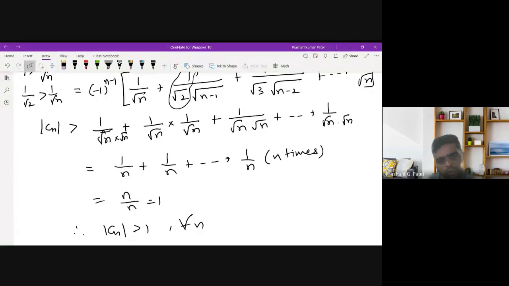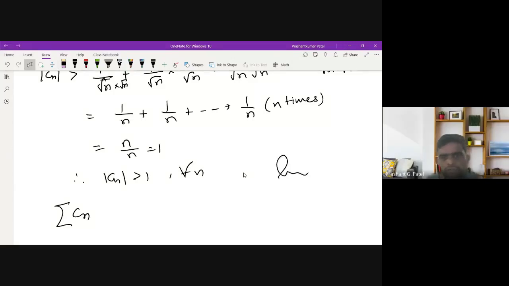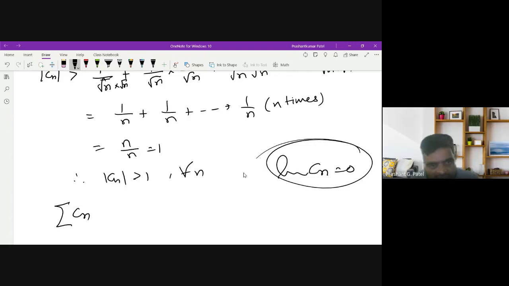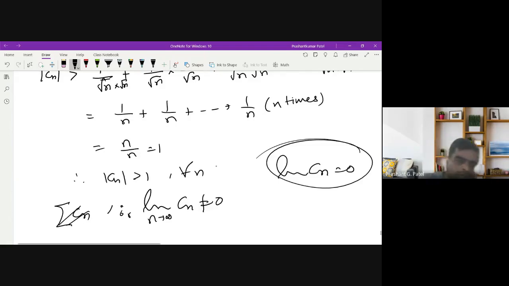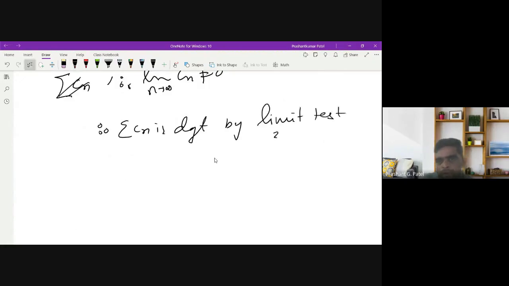And for the summation of Cn to be convergent, the limit of Cn has to be 0. So by the zero test, or I can say limit test, we can say that the summation of Cn is divergent, because the limit of Cn is not equal to 0. So I can say therefore the limit of Cn is not equal to 0 as n tends to infinity. So therefore the summation of Cn is divergent by the limit test, or I can say zero test, whatever you want to use, any one of them.